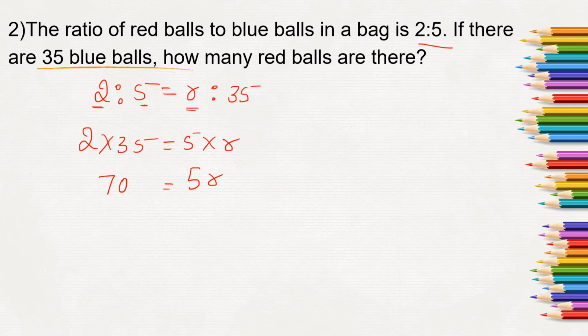Now divide both the sides by 5 to find out the value of R. That is R equals 70 by 5. 5 what times is 70? 5 14 times is 70. So there are 14 red balls in the bag.